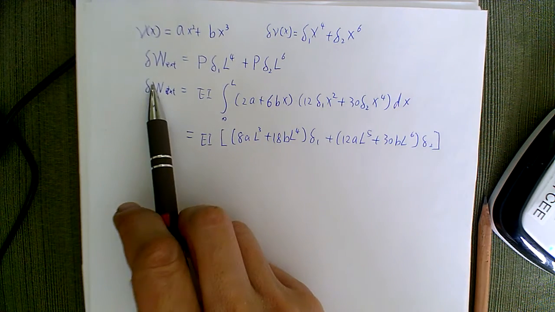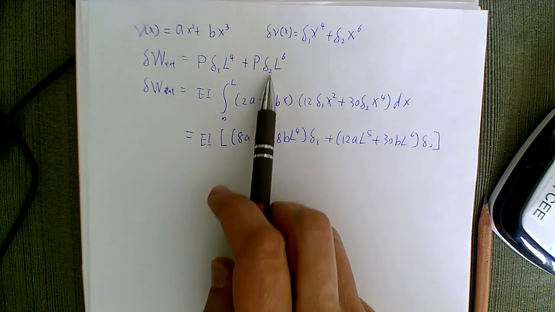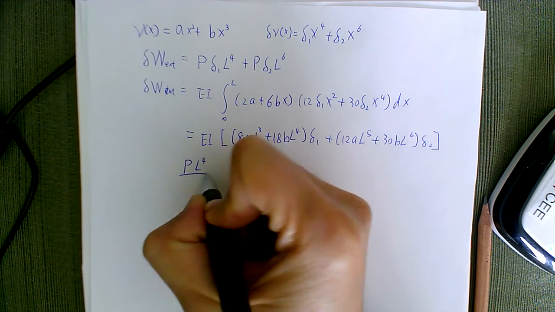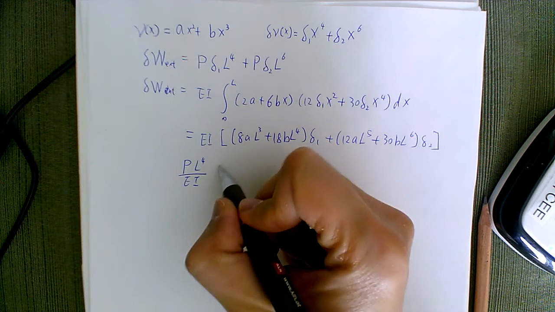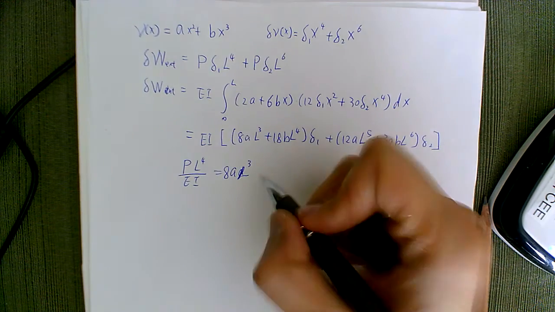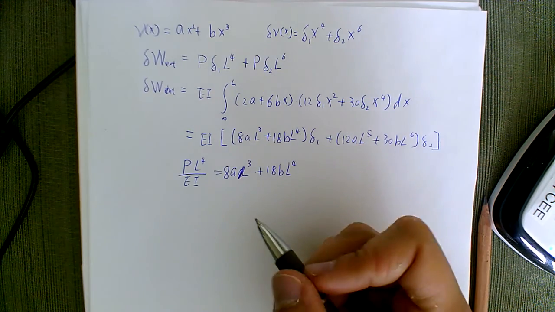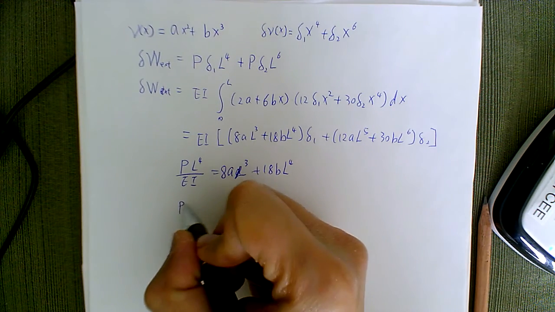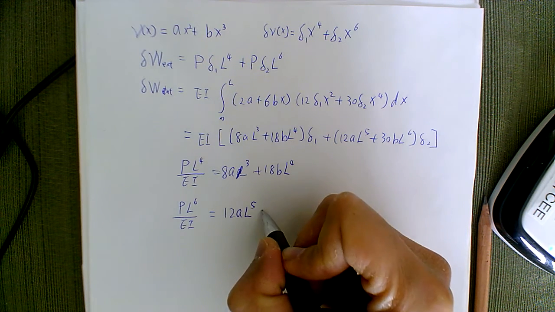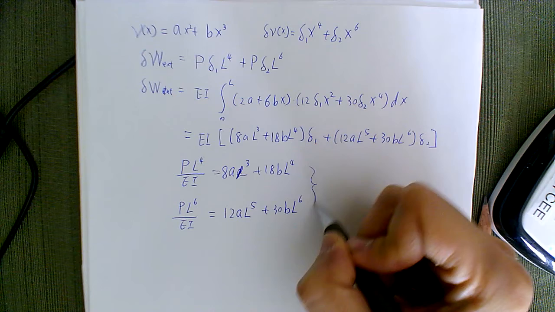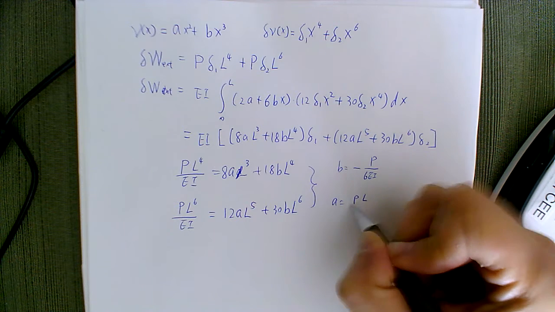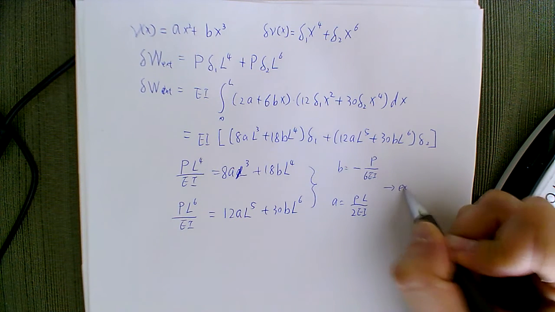And then it's the same thing. Those two sides should be equal, and then you just separate out delta 1 and delta 2, and you'll have two equations. The first one is PL to the fourth over EI, about delta 1, equals 8aL cubed plus 18bL to the fourth. Then another equation for delta 2, which is PL to the sixth over EI equals 12aL to the fifth plus 30bL to the sixth. You solve this, you get b equals negative P over 6EI, and a equals PL over 2EI. So that's the exact answer.